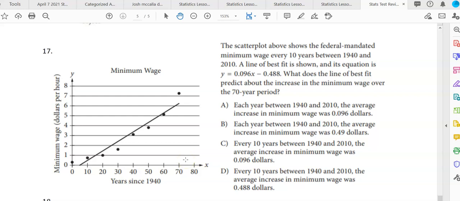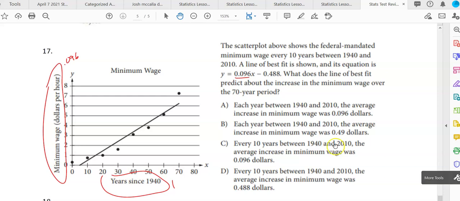So this should be the change in y, minimum wage dollars per hour, divided by the change in x. So 0.096. So this is 0.096 changing, and this is by every year. So 0.096 divided by 1 is the fraction we're talking about. So each year between 1940 and 2000, the average increase was $0.096.